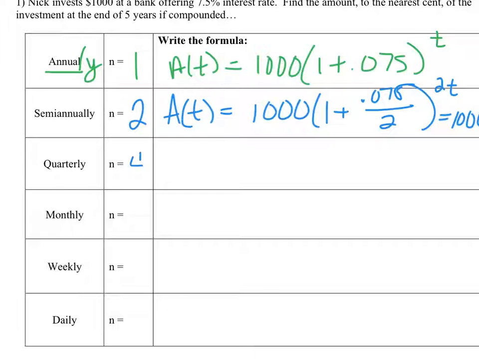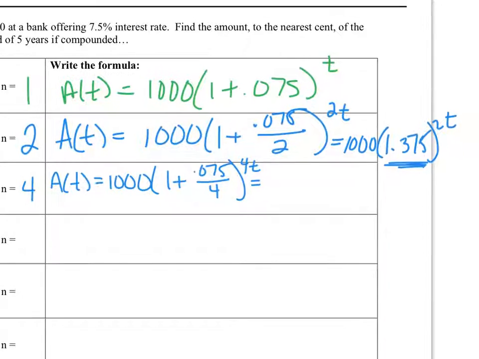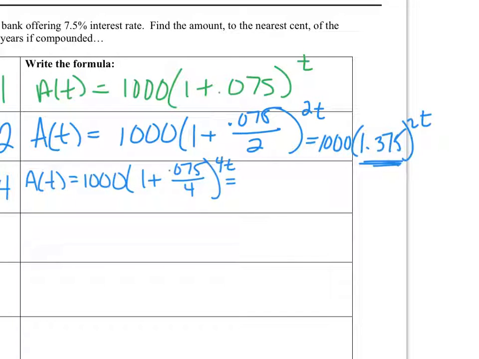So quarterly would be 4. Okay, and then you do the same thing. A of t equals 1,000 times 1 plus 0.075, break that up 4 times, and then raise it to the 4th power. So when you do that, it winds up being 1,000 times 1.01875 to the 4t. So finish these, see if you know what all those other words mean, and come back and check.